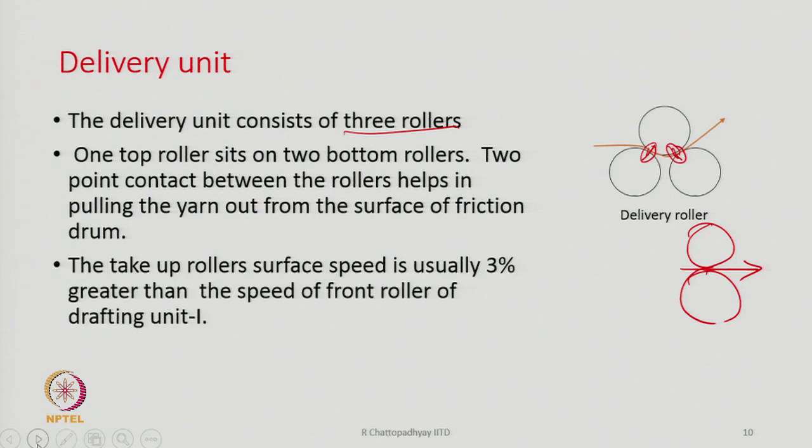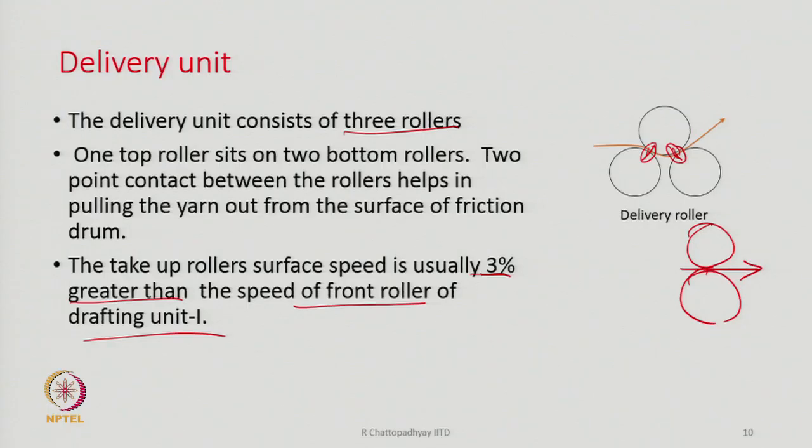The take up roller surface speed is usually 3% greater than the speed of the front roller, so that the yarn remains under little tension. If it is more than the delivery roller of the drafting unit 1, then the yarn getting formed between the drums will remain under tension. We have to apply some tension, and hence there is a tension draft of 1.03.